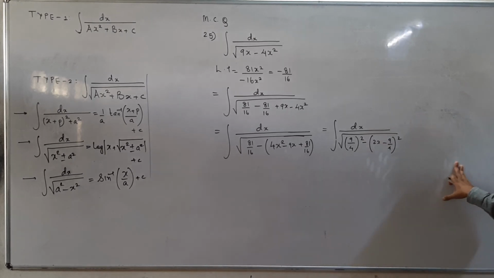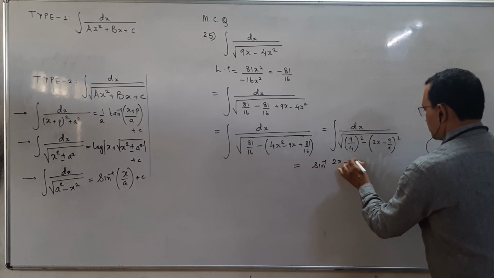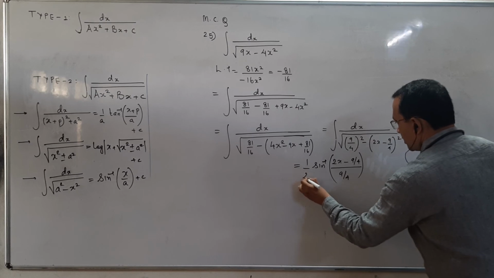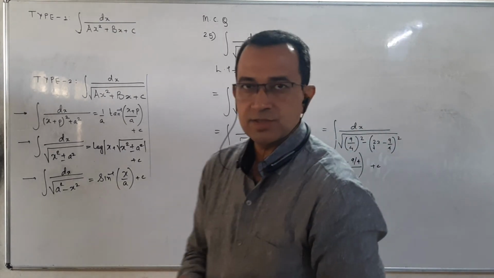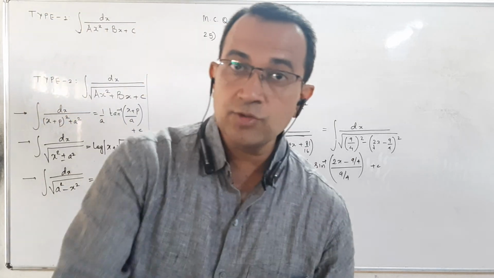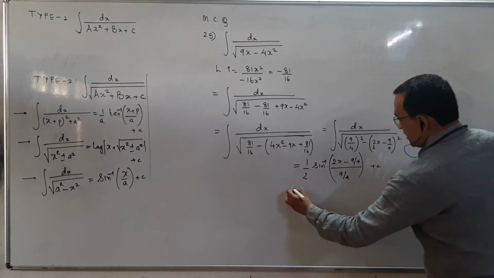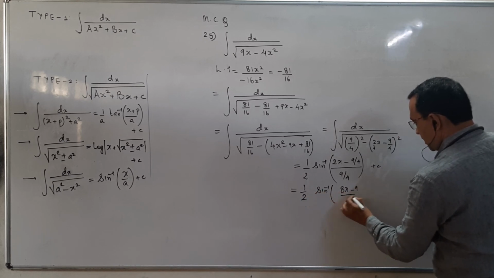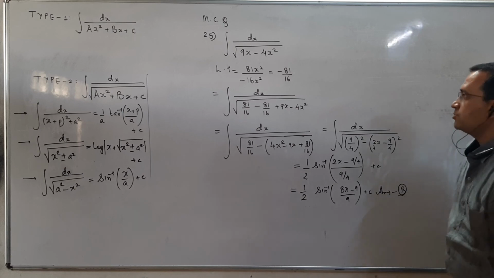Under root a square minus x square, so this is sine inverse x by a. Sine inverse of 2x minus 9 by 4 upon 9 by 4, but don't forget to divide by the coefficient of x. Otherwise, your entire sum will definitely be wrong if we forget to divide, students, by the coefficient of x. Our sum will be wrong. Taking 4 as LCM, this changes to 1 by 2 sine inverse of 8x minus 9 upon 9 plus 3, which is our answer. And according to the options, it is B.